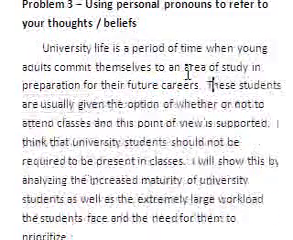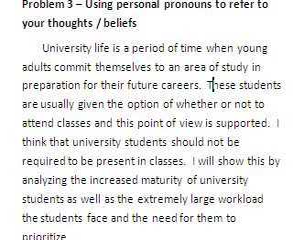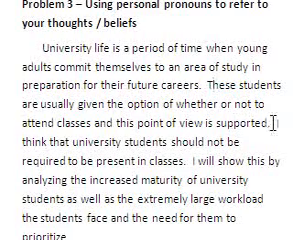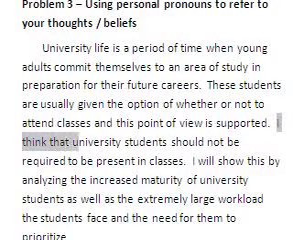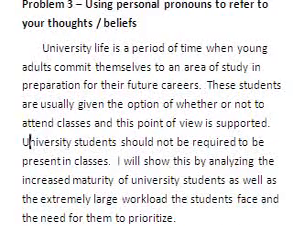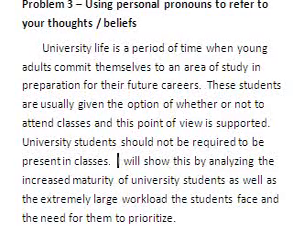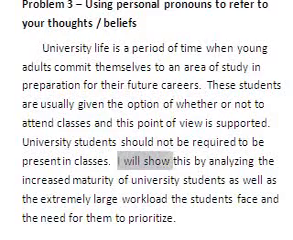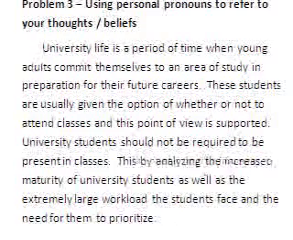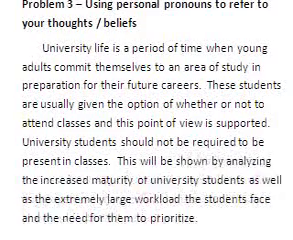These students are usually given the option of whether or not to attend classes, and this point of view is supported. I think that university students should not be required to be present in classes. Okay, again, I think, just university students should not be required to be present in classes. I will show this by analyzing the increased maturity of the university students. So, of course, we're going to take that out too. So this will be shown by analyzing the increasing maturity of university students.